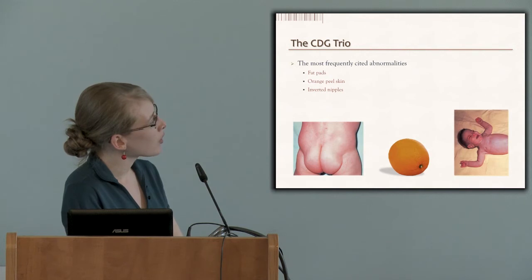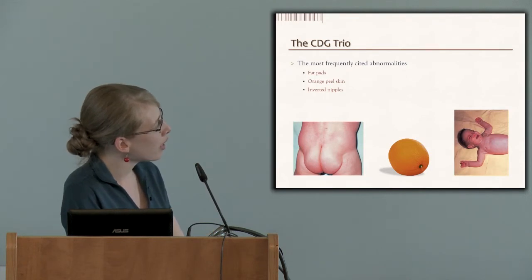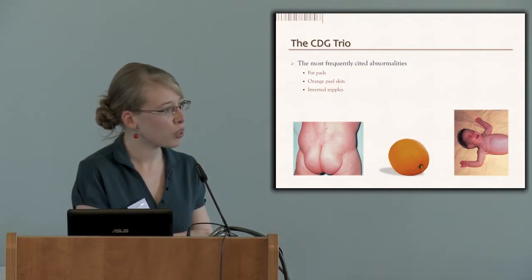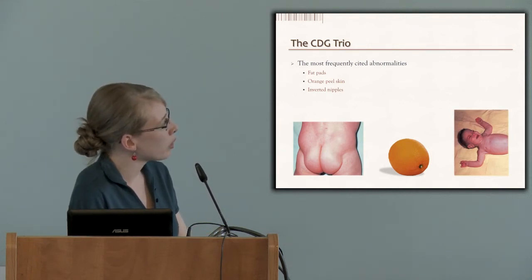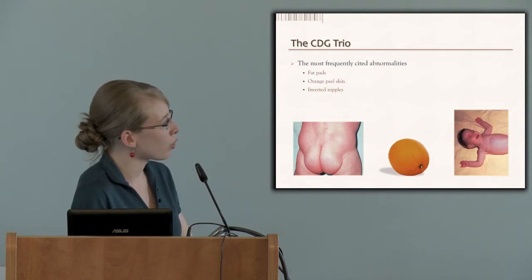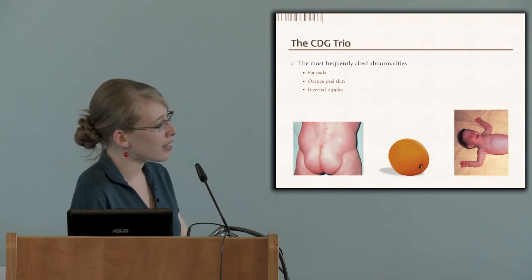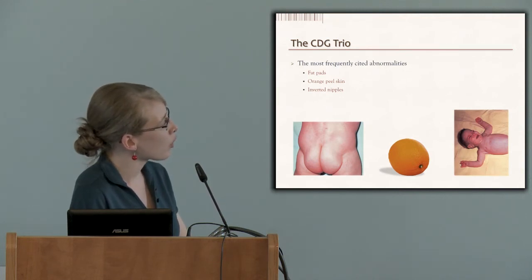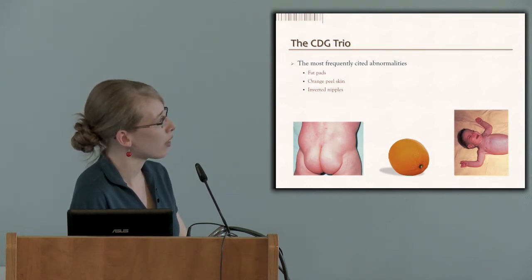It's the orange peel skin that we often see at the sites of abnormal fat distribution, at these fat pads. It means that the skin is a little bit more bumpy than it should normally be, and it really looks like an orange that has been for several days in your fruit basket at home. Another fancy word for orange peel skin is cellulite, and I think that a lot of the women here in the room are familiar with that.